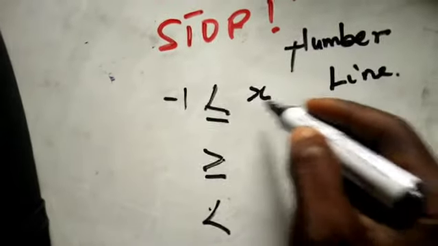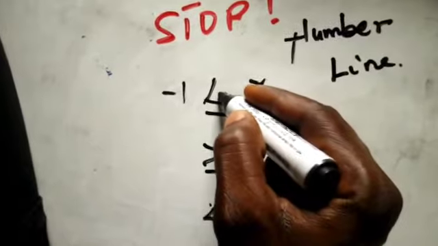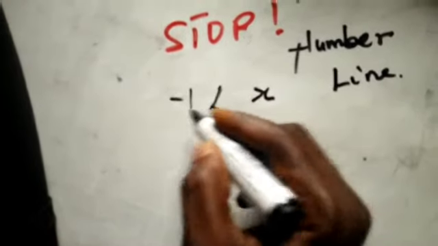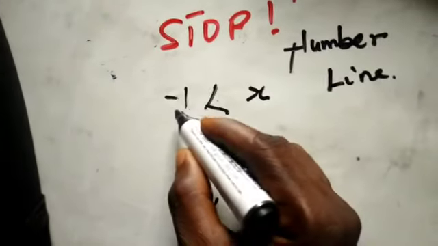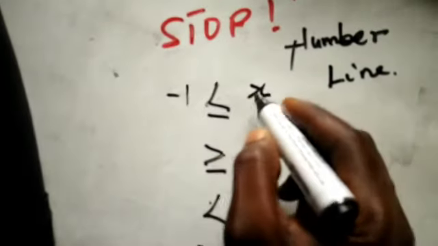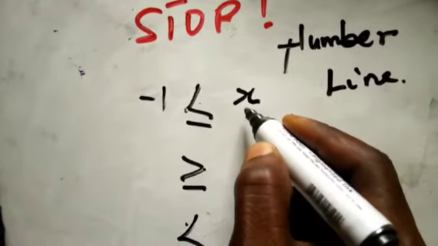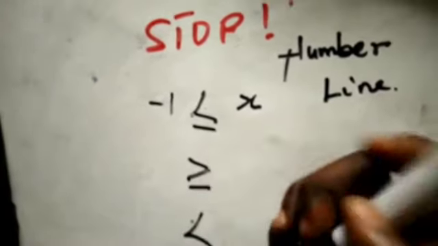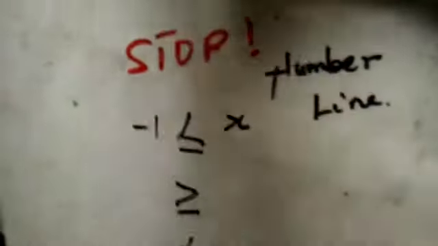If I want to read from the other way around, from this side to the other side, you see the wider space over here. The wider side is greater than, so x is greater than or equal to what? -1. So reading from the pointed side, -1 is less than or equal to x. Reading from the other side, x is greater than or equal to -1.